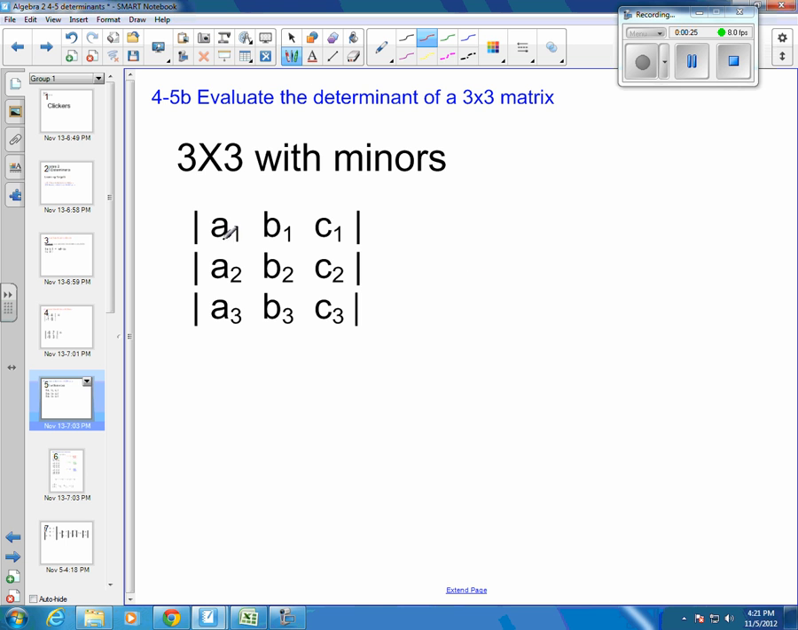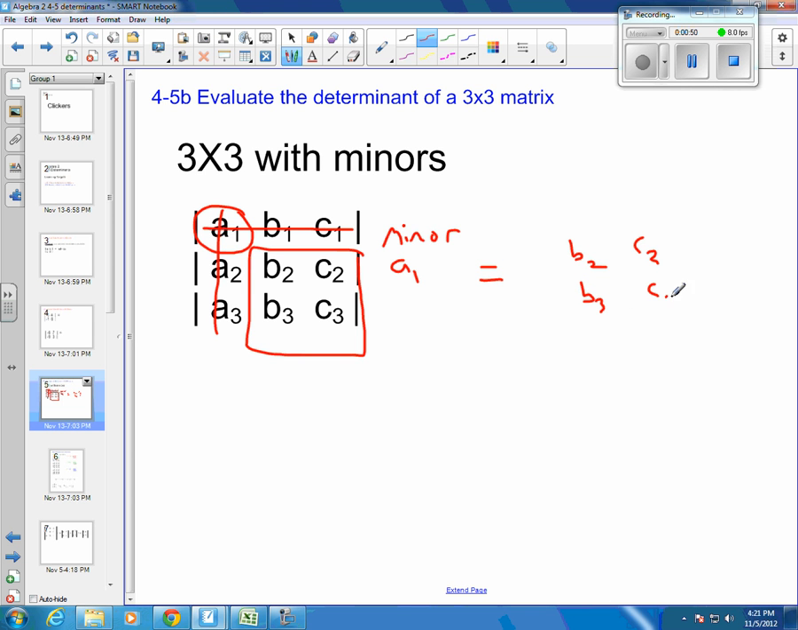If I draw a line through the first row, first column, then this is considered to be the minor of A1, what's left. So the minor of A1 is going to be equal to this B2, C2, B3, C3 matrix. Okay?